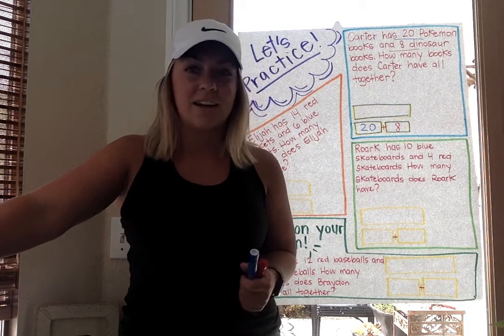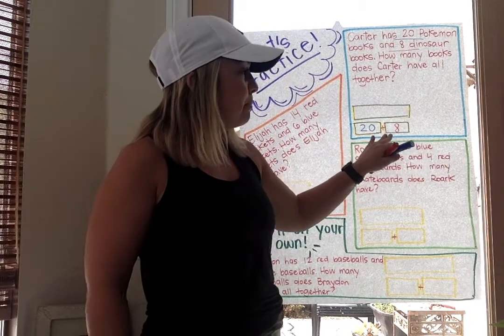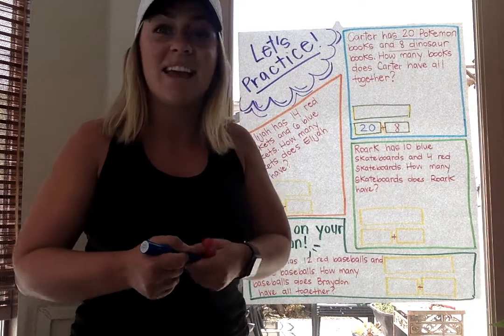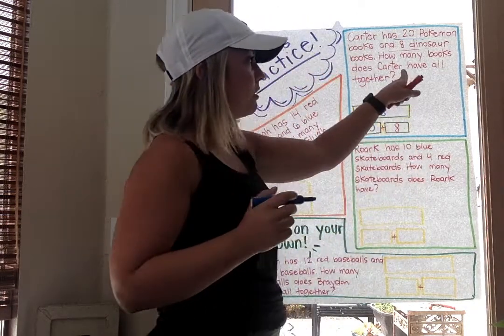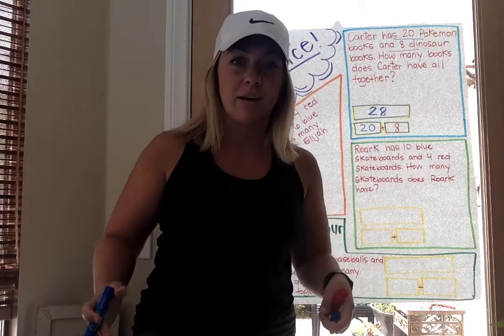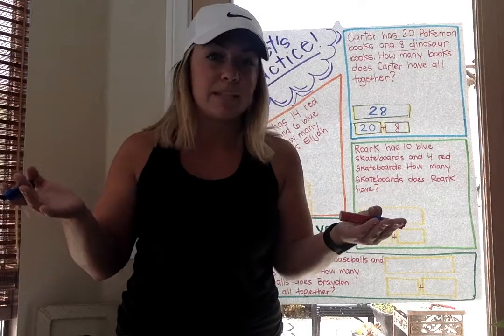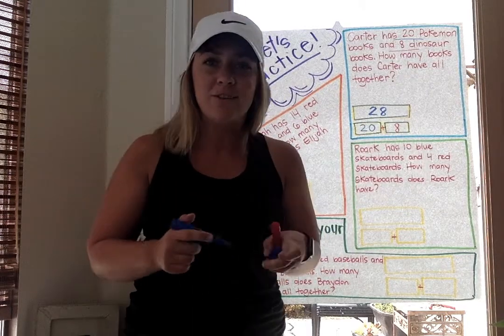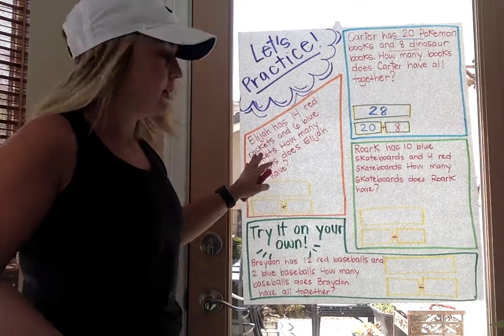Okay, are you almost done? Are you ready? Awesome. So 20 plus 8 is how many? 28, right? So that is how many books Carter has all together. Because we took our first part, which was 20, and we took our second part, which was 8, and we combined them together, and we got 28. You guys are rock stars. Okay, let's move on to our next one.